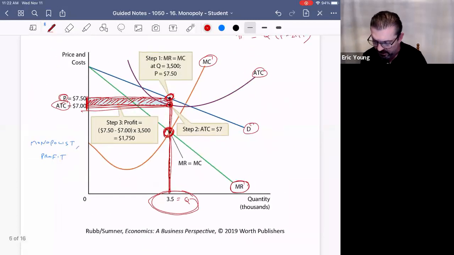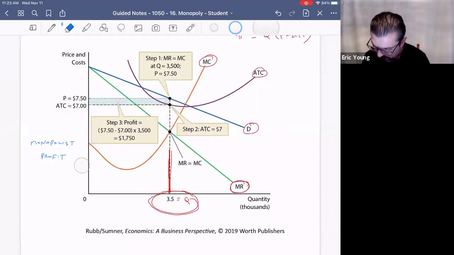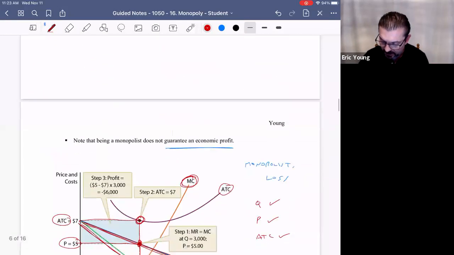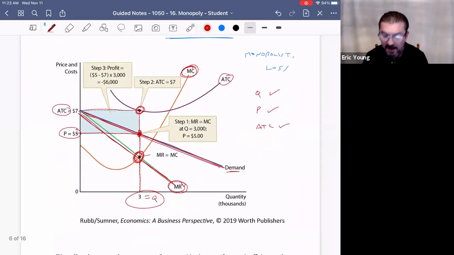Over here, let's clean this a little bit. Over here, you see very clearly that the price is greater than ATC, profit. Down here, we have the exact same graph, the exact same setup, the exact same steps. It's just that at the conclusion, we see that price is less than ATC, and that's a loss.